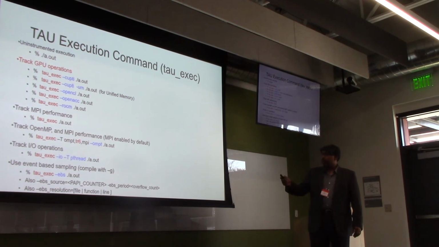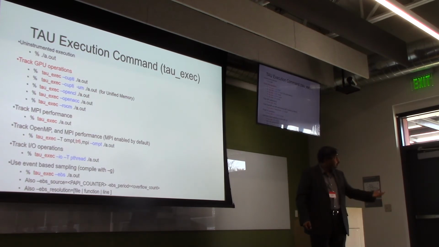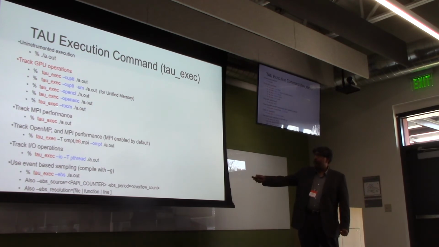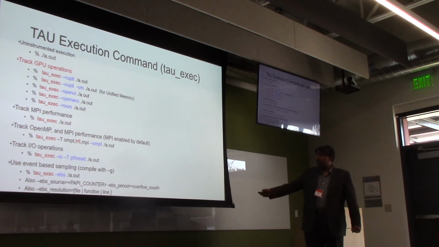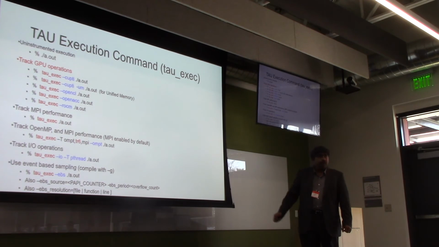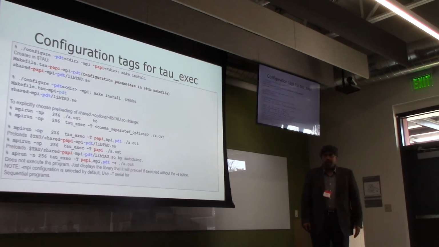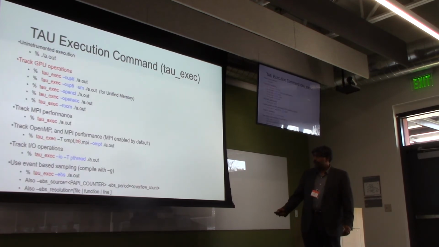So if I have a code which is run with a.out, I can just say tau_exec -opencl a.out, and then the FPGA execution will be highlighted. You can say OpenACC or ROCm or CUPTI for the CUDA Profiling Tools Interface for CUDA calls. You can do OpenMP TR6 instrumentation. It's just a new standard that we are tracking. And then you can track I/O calls like this, enable pthreads.